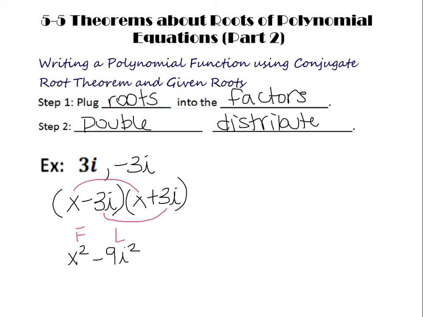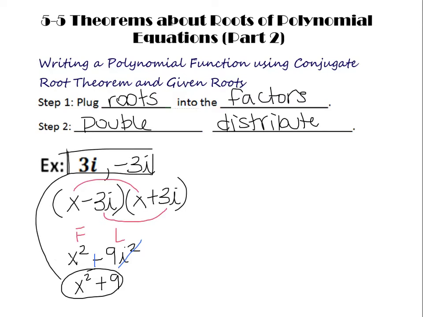And then you have to remember that i squared, when you see it, you really are going to cancel it out and change the sign. So the polynomial is really x squared plus 9. And this is our answer. So x squared plus 9, if we were to go and solve to find our roots, would be 3i and negative 3i.